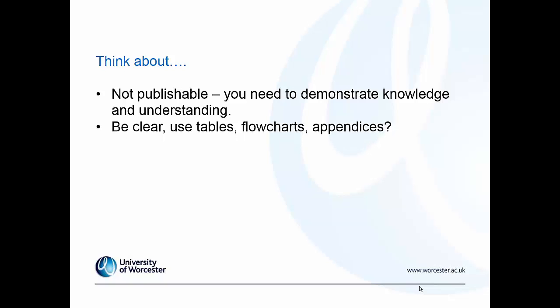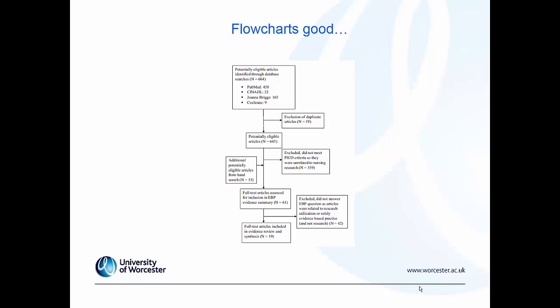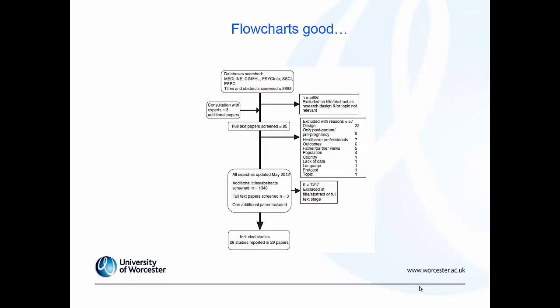Be clear. Use tables and flowcharts as appendices. Tables, I think, are especially useful. So here's a couple from published papers that we reviewed earlier on. They really help the reader understand how you've gone about finding them. And usually these are good to put in the text rather than as an appendix. If you want to use more detailed tables, then they can go in the appendix. But these flowcharts are really clear. I'd encourage you to use one.